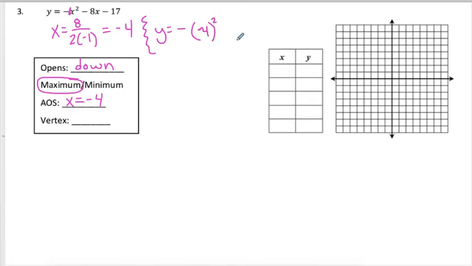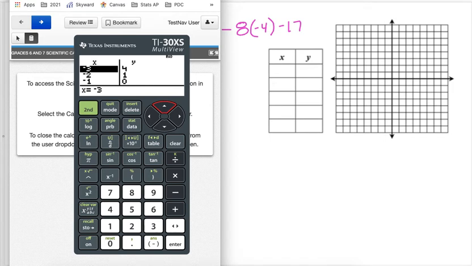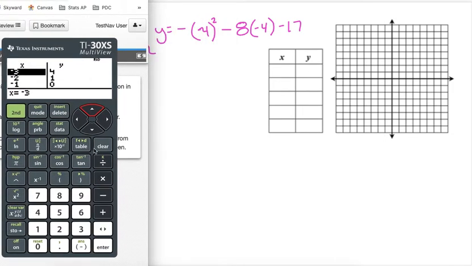Plug in -4 for x, minus 8, plug in -4 for x, minus 17. All right, so in my calculator, I'm going to clear this guy out, and we're going to go negative, parentheses, replace x with -4, squared, minus 8, parentheses, replace x with -4, and minus 17. All right, so that's -1.